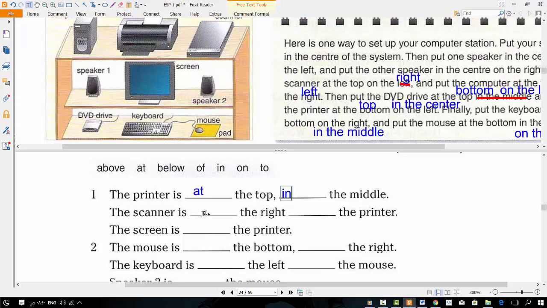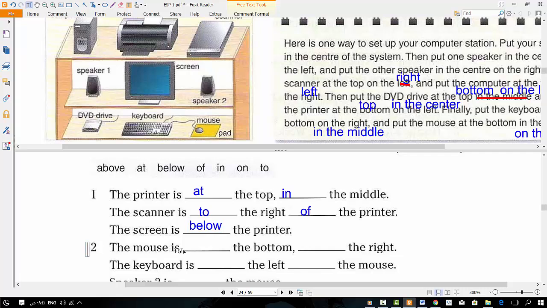The scanner is the right, the printer. This is the scanner and this is the printer. Where is the scanner? The scanner is to the right of the printer. The screen is the printer. This is the screen and this is the printer. Where is the screen? The screen is below the printer.